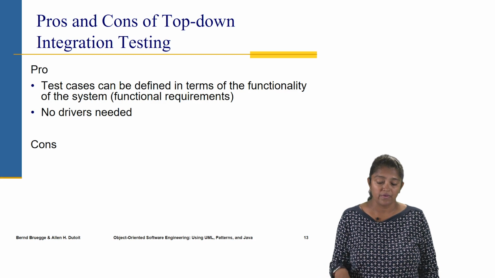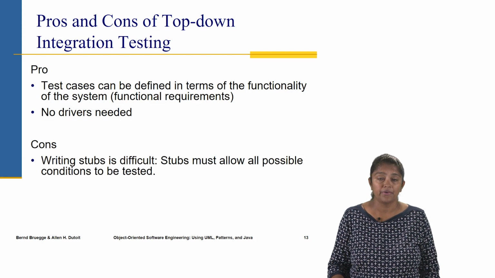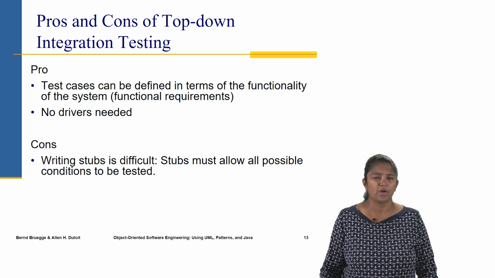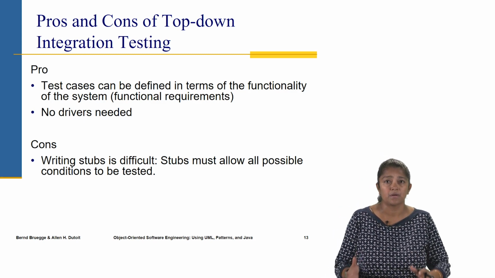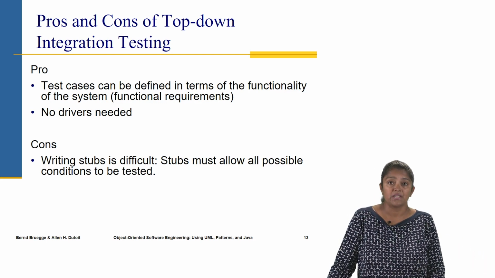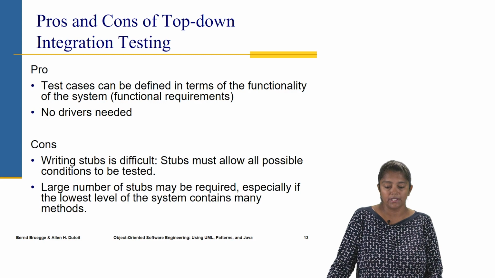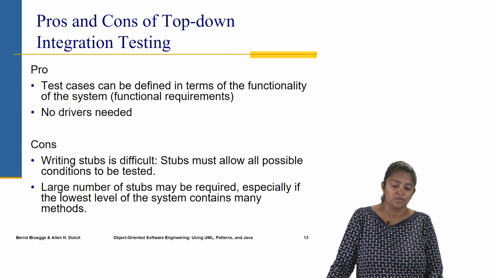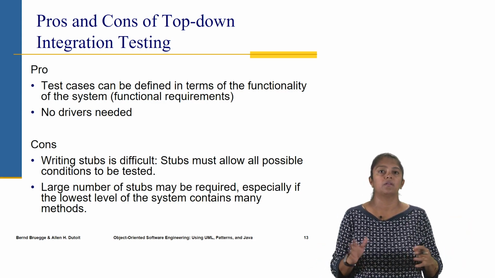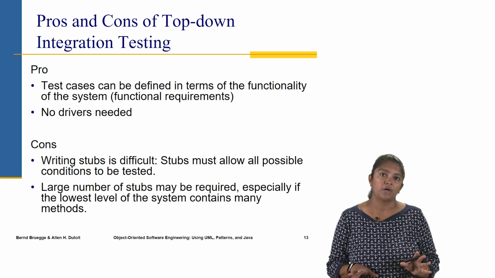In terms of cons, the disadvantages are that a lot of stubs are needed in this case, and writing stubs is usually difficult, so there's that additional work that has to be done, and sometimes it's not even possible to test all kinds of conditions with stubs, or the stubs need to be written in such a way that all of the conditions can be tested. And like you saw in the example, a large number of stubs are needed to ensure that all the lowest level systems, methods are all mimicked and provided. So that's the big disadvantage with the top-down approach.